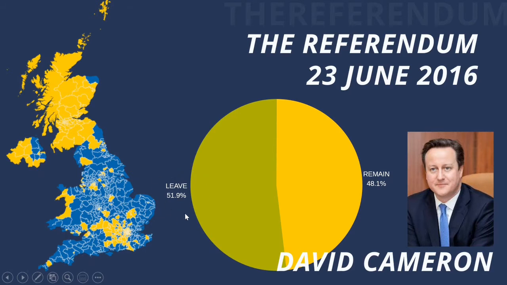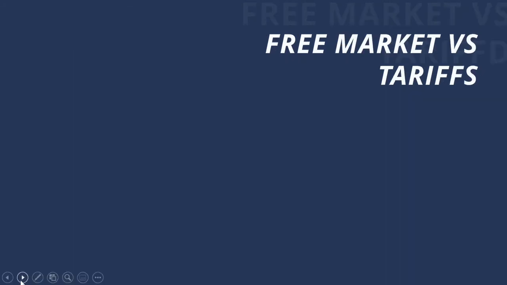Leave won by 51.9% and Remain lost by 48.1%. And at this point, David Cameron did not want to be the leader who would conduct Great Britain into Brexit, so he resigned. But what does Brexit mean in practical terms?